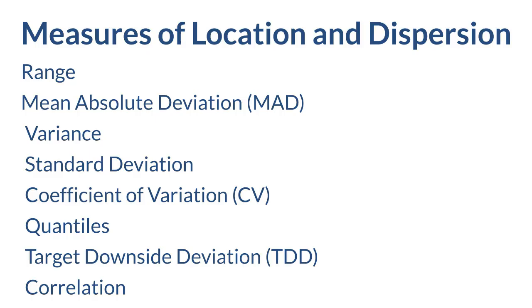Quantiles. A quantile is a value that divides a dataset into equal intervals, with each interval containing the same proportion of data points. Target downside deviation, TDD, a measure of risk that only considers negative deviations from a target return. Correlation. A statistic that measures the strength and direction of a linear relationship between two variables. These topics are essential for analyzing data and assessing risk in finance, and mastering them is crucial for success in the CFA Level 1 exam.